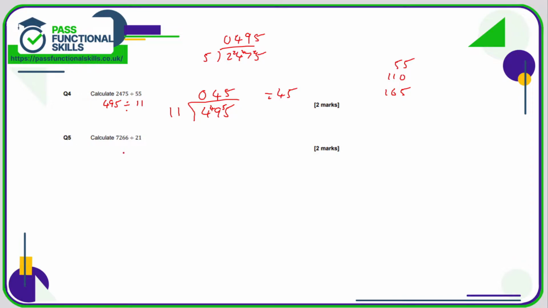Okay, so here we've got another one, question 5. 7266 divided by 21. Well, again, I think I can simplify this one, although it's not obvious to me how we're going to do that. I know that I can divide 21 by 7. So 21 divided by 7 is 3. I don't know for a fact that we can divide 7266 by 7, but I'm going to experiment because I really don't want to write out my 21 times table up to some pretty crazy high numbers. So 7 into 7 goes 1, good start.